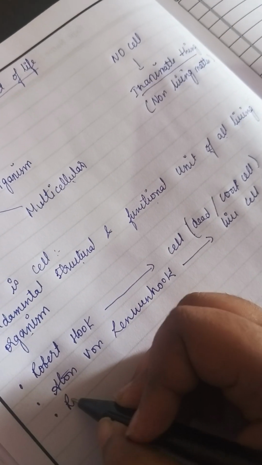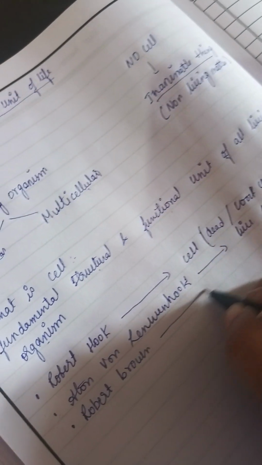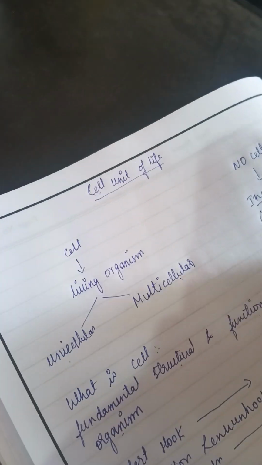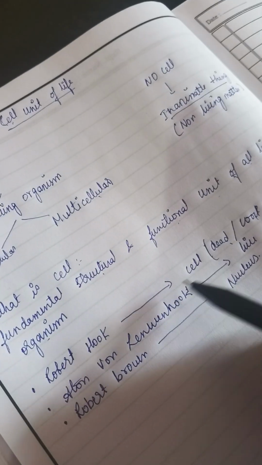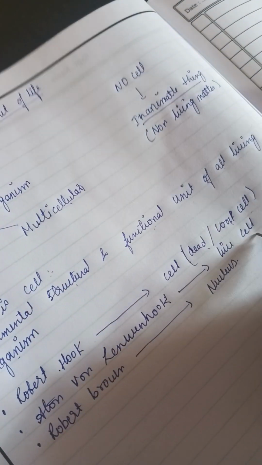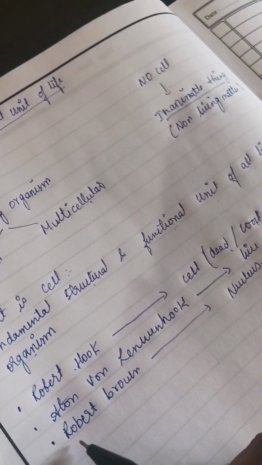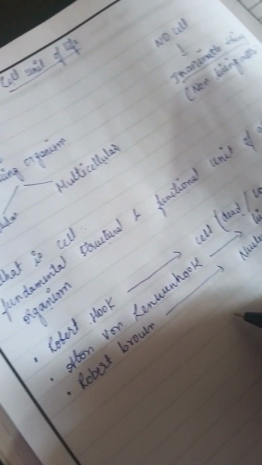Now we'll talk about Robert Brown. He found the nucleus. So let us recap right now. What is a cell? A cell is a fundamental structural and functional unit of all living organisms. So the dead cork cell was discovered by Robert Hooke. Then the live cell was discovered by Anton von Leeuwenhoek, and the nucleus was discovered by Robert Brown. So next topic we are going to study is cell theory.